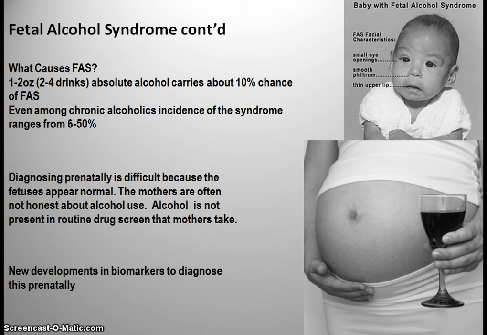So 1 to 2 ounces of absolute alcohol carries about a 10% chance of this syndrome. Among chronic alcoholics, the incidence of this syndrome occurring ranges from about 6 to 50%. So that's a pretty wide range of likelihood. It's important to be aware that if you have alcohol when you're pregnant, it's not a done deal that this syndrome will develop. It's just interesting to note, high variety.